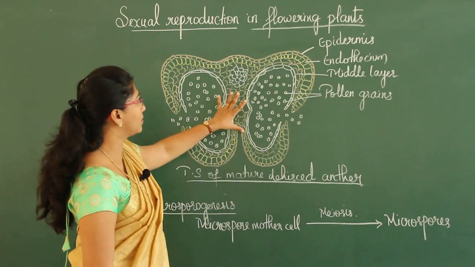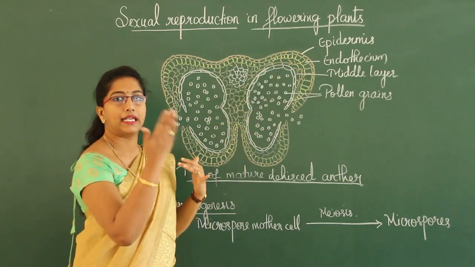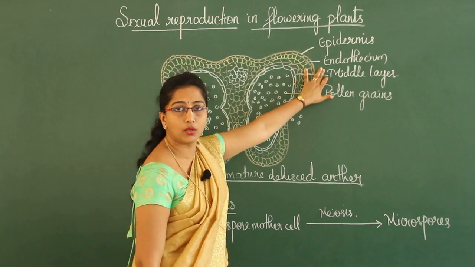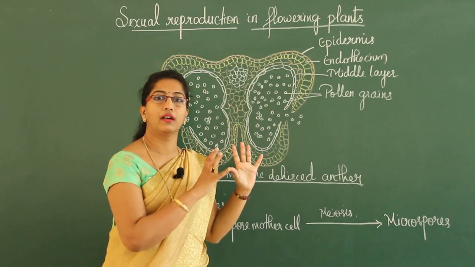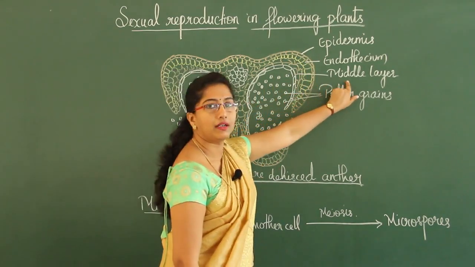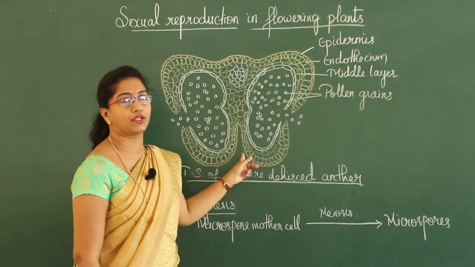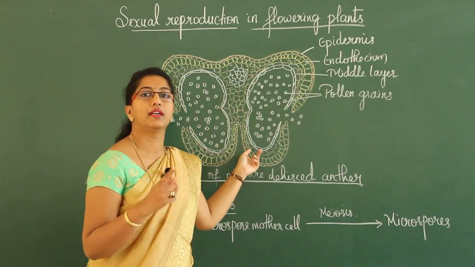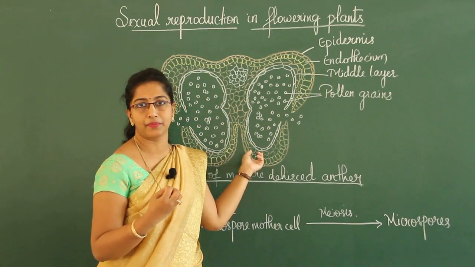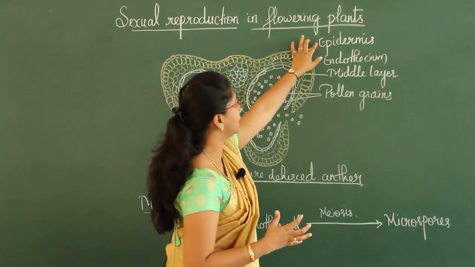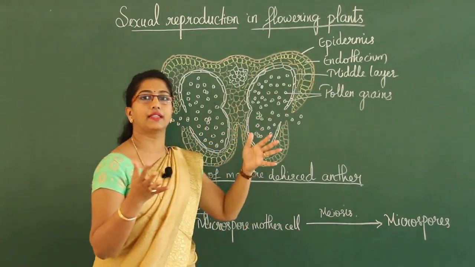Here also you see the outermost layer, which is called epidermis. Next to that layer, endothecium. And then inner to that is a few layered, it may be 2 or 3 layered cells, which is called the middle layer, and next to that is a single layered structure called tapetum. And I told you tapetum is a tissue which has a lot of reserved food materials. It's a nourishing tissue. So these 3, epidermis, endothecium and the middle layer, are just giving the protection.